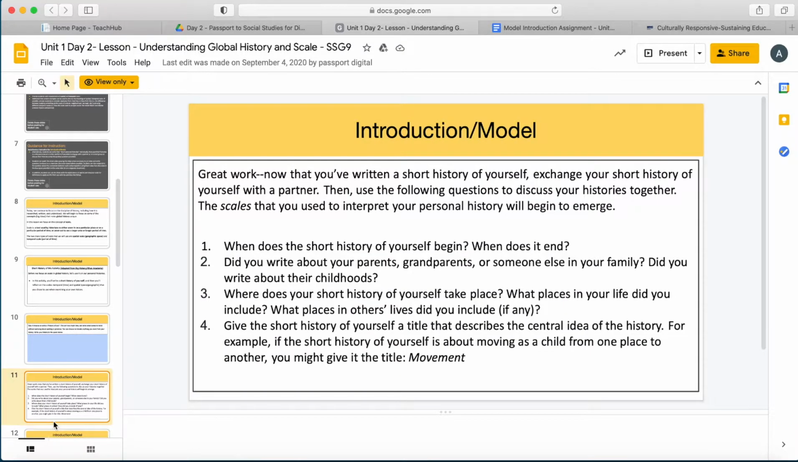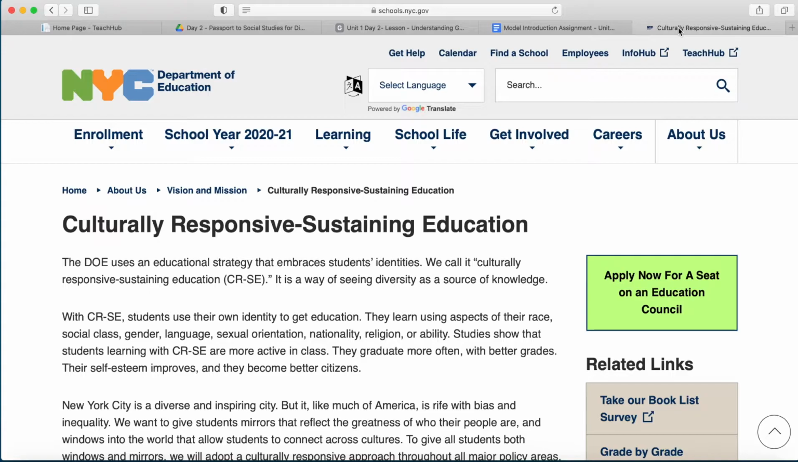Students not only consider their place in history, but also, by emphasizing the importance of exploring their identities, you, as the teacher, are tapping into culturally responsive, sustaining education. You may also choose to directly share with your students that their identities matter, that diversity in our classrooms is seen and understood as a source of knowledge.